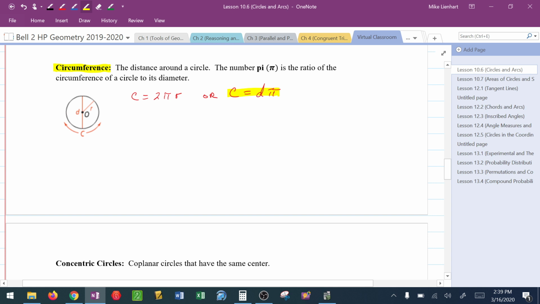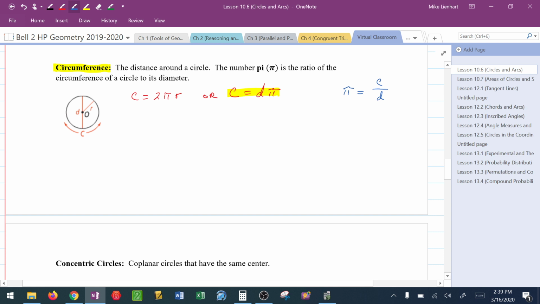Now, what is pi? Well, everybody always says if they give you pi, it's 3.14, or you might learn it as a fraction, 22 over 7. The true definition of pi is found by actually solving this equation right here. Pi is defined as the circumference of a circle divided by its diameter.